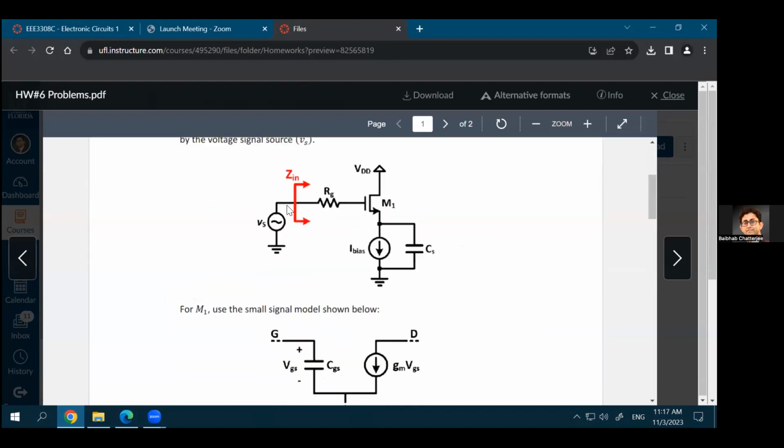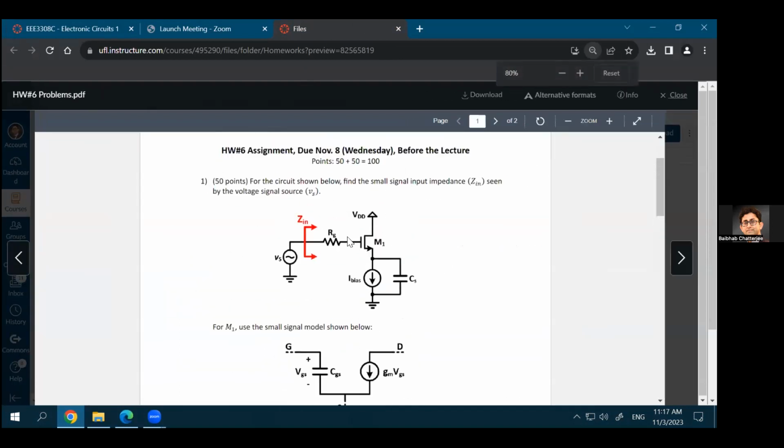Now, of course, the first problem is something where you're given a glimpse of what can happen if you start considering the parasitic capacitances at every node. And I talked about it a little bit in the previous lecture that for this MOSFET, what you're asked to find out is the input impedance. Now, if this MOSFET was ideal, the input impedance would be infinite because there would be no current going into the gate of the MOSFET.